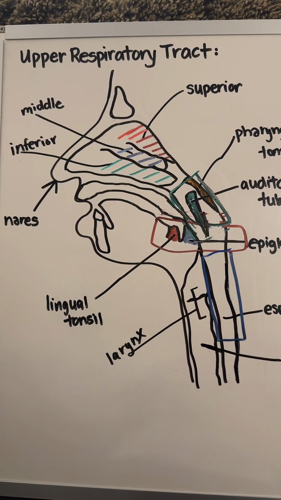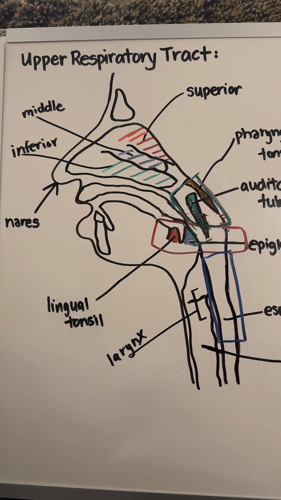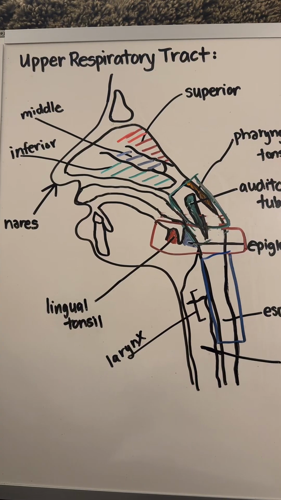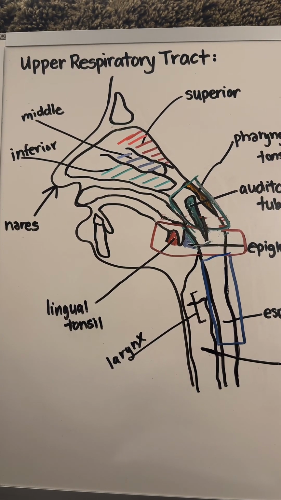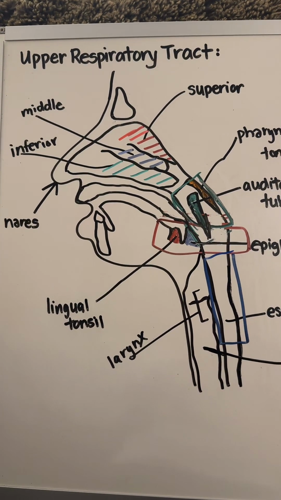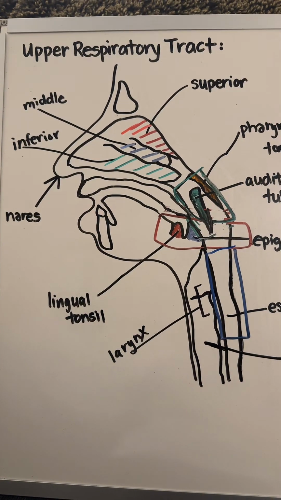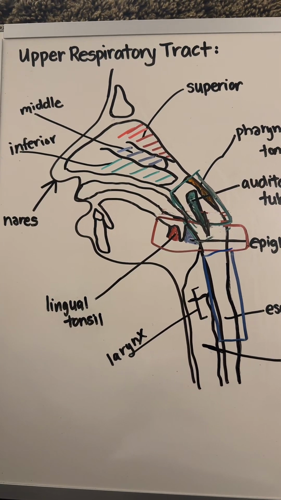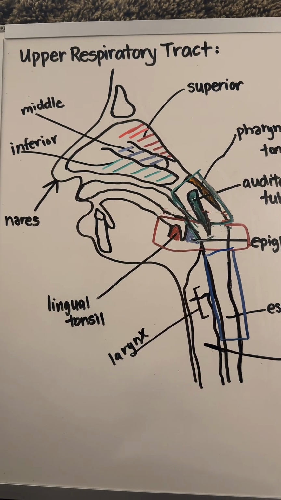Hi everyone, this is Kim and I am going to be presenting option 2, which is a learning tool that describes the detailed anatomy of the respiratory system, starting in the nose and ending in the alveoli.